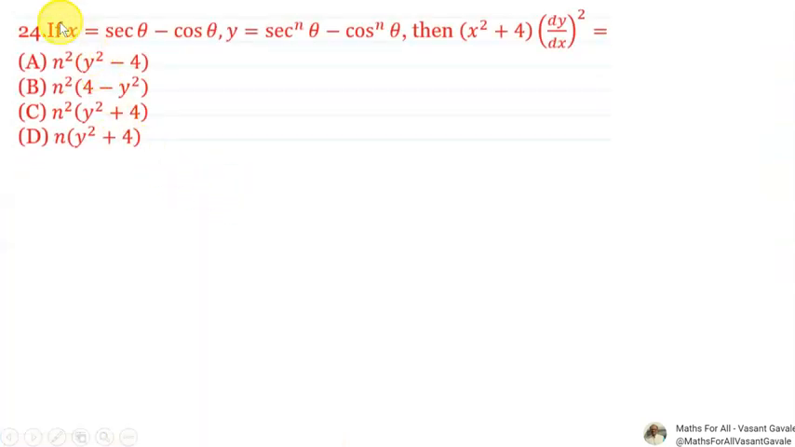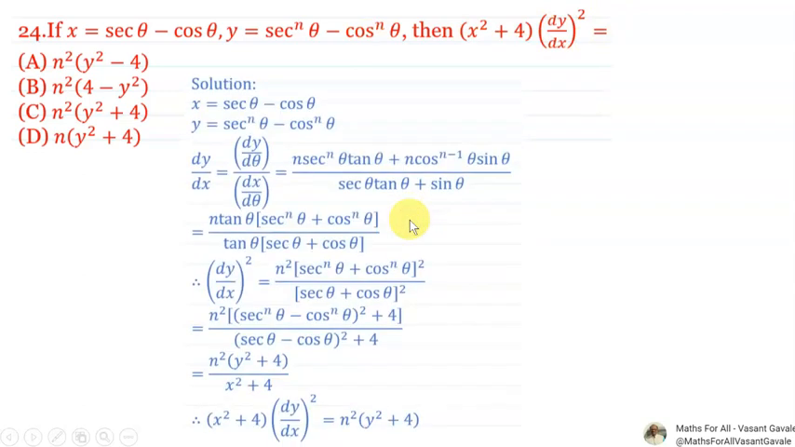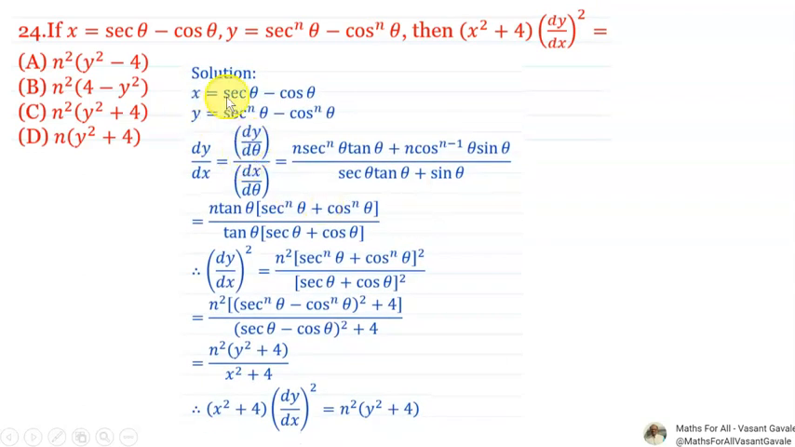Next example: if x is equal to sec theta minus cos theta, y is equal to sec theta raised to n minus cos theta raised to n, then in bracket x square plus 4 into (dy by dx) bracket square is equal to. Okay, now the solution: x is equal to sec theta minus cos theta, y is equal to sec theta raised to n minus cos theta raised to n. Then dy by dx is, parametric, dy by d theta upon dx upon d theta. So we find its derivative: n times sec theta raised to n minus 1 into the derivative of sec theta into tan theta.